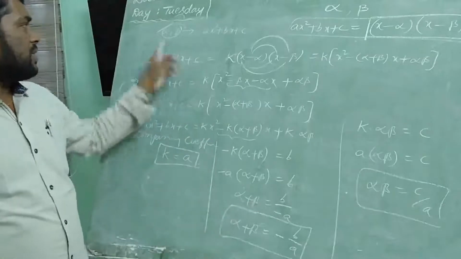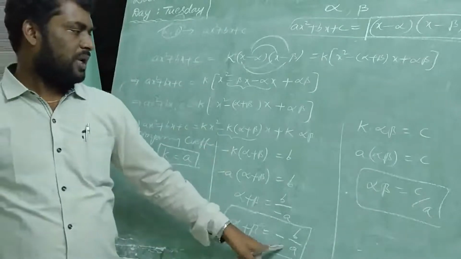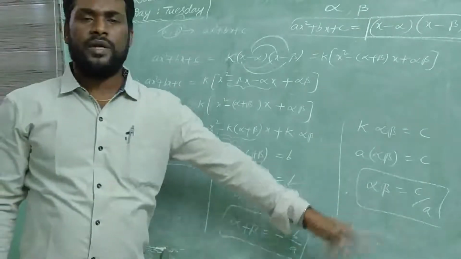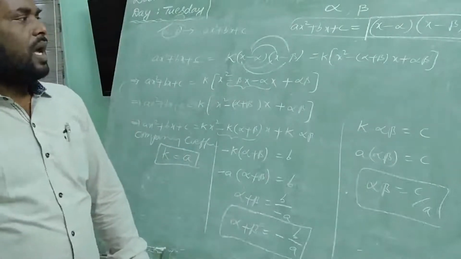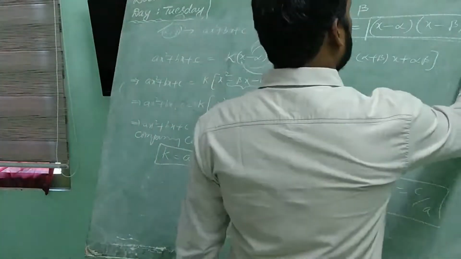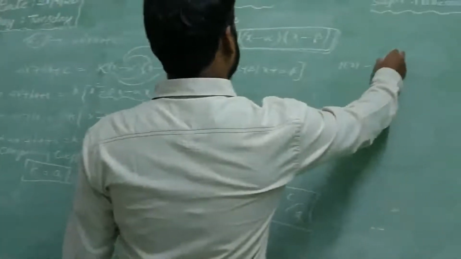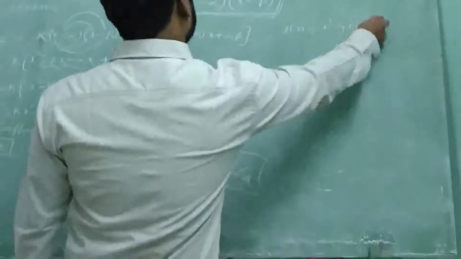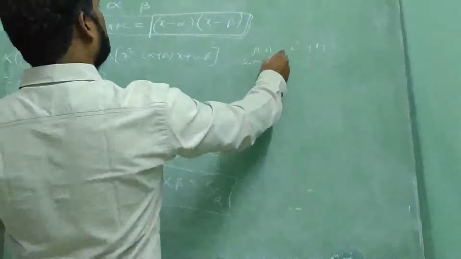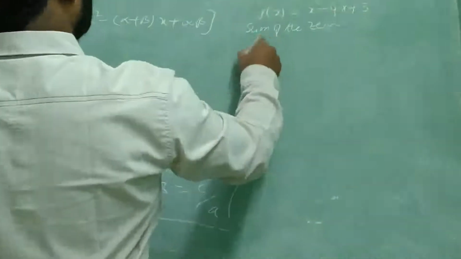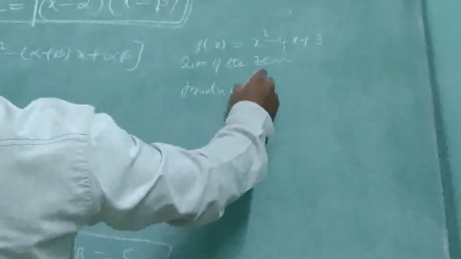Sum of the zeros alpha plus beta is equal to minus b by a, and product of the zeros alpha beta is equal to c by a. I am giving a small question. Suppose one polynomial is given, p of x is equal to x square minus 4x plus 3. Find the sum of the zeros. Find the product of the zeros.